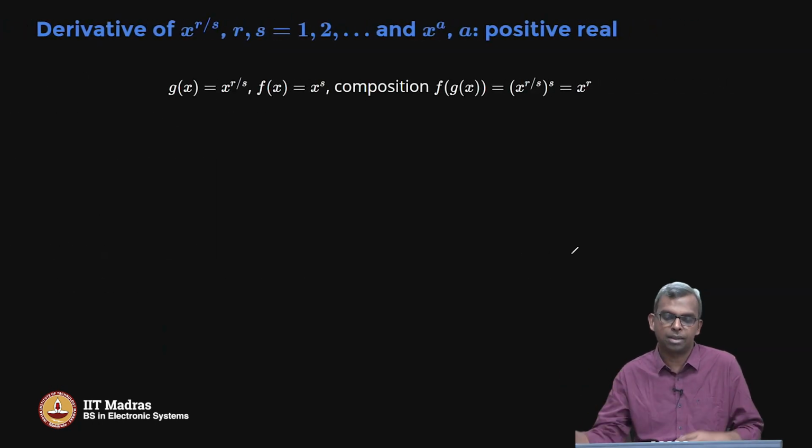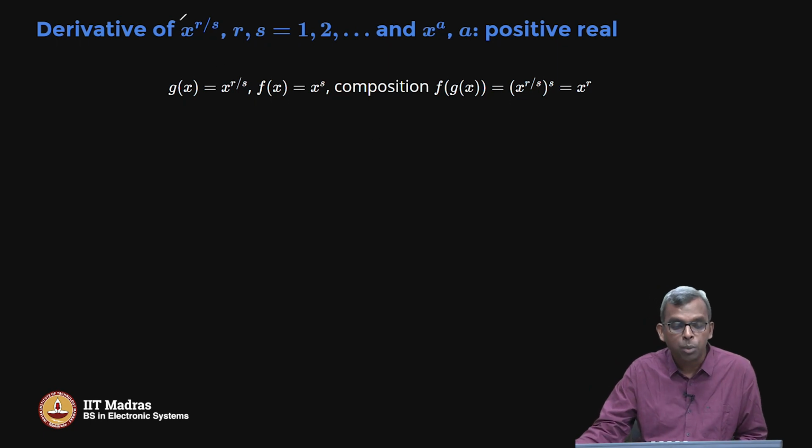Okay, the next step is sort of very interesting. I'm going to push towards x power r by s, where r and s are positive integers. So basically this is rational numbers, positive rational numbers. All positive rational numbers are covered here, and x power a, where a is positive real. Okay, so let me start with this first, and then you will see by some limiting operation I can claim that this is true. Okay, so that's a slightly technical step, but this one we can prove very, very nicely using the composition rule.